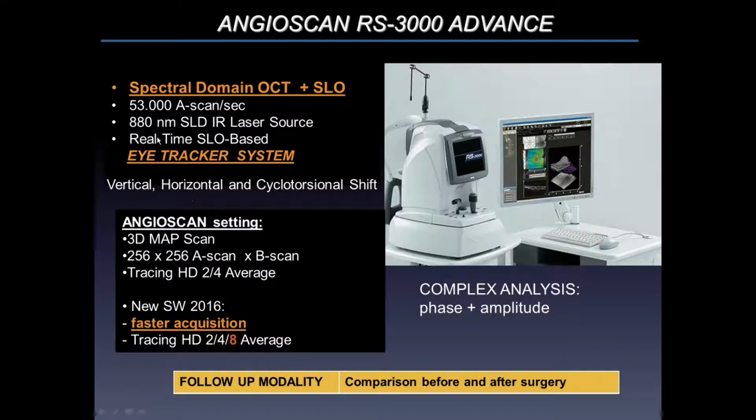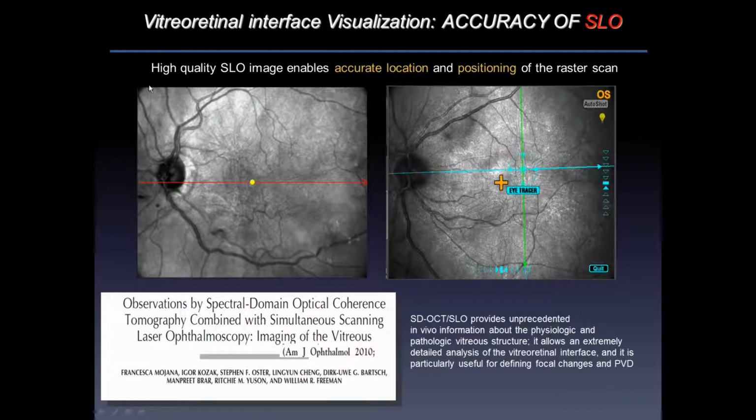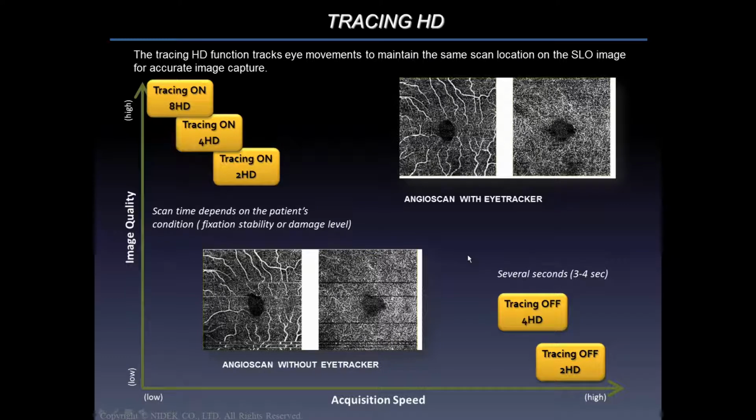This machine has the advantage, at least in our surgery, of having an eye tracker system and of using a new software. This new software is essentially to see better where is the site you are examining, where is the site you have operated. For example, the SLO image enables accurate location and positioning of the raster scan. And you can see the same in the preoperative period and after surgery.